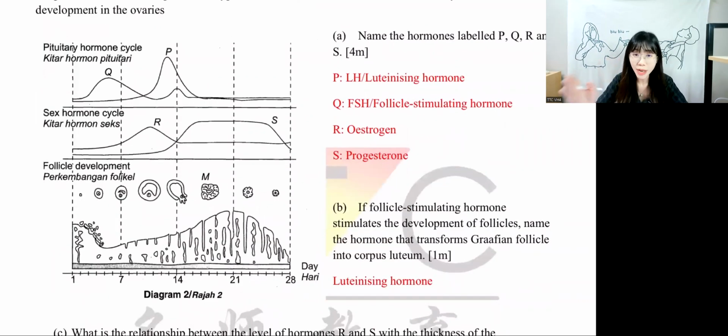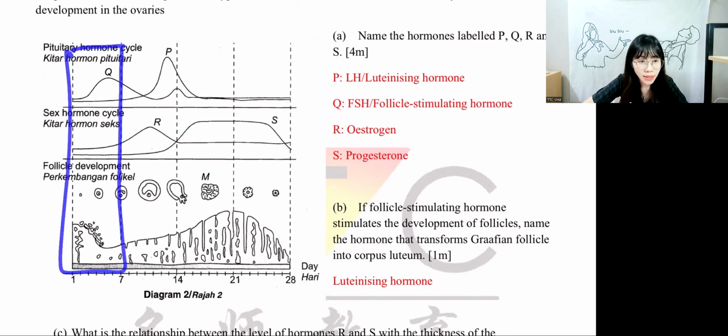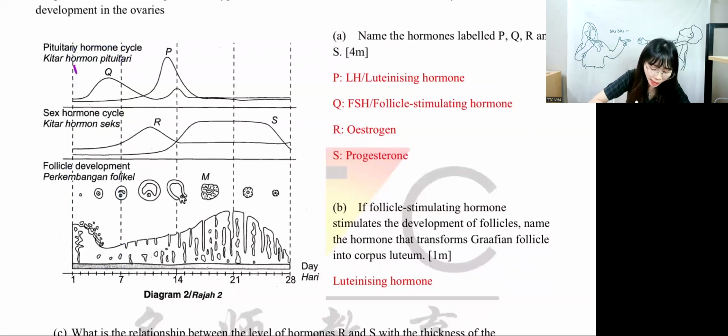Okay, as I mentioned, when we want to label the hormone, we have to look at day by day, day 0 to day 28. So as you can see, in the first 5 days, which hormone is the highest? Obviously, the label for you is Q, right? So the first hormone will be FSH. The first hormone is FSH.